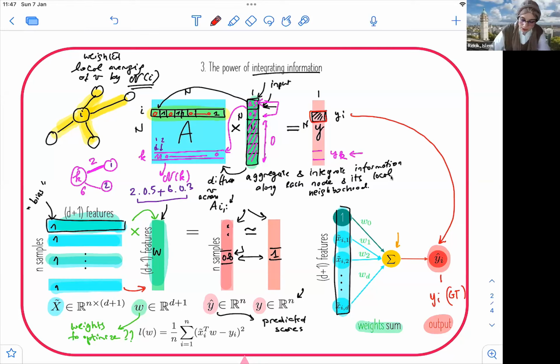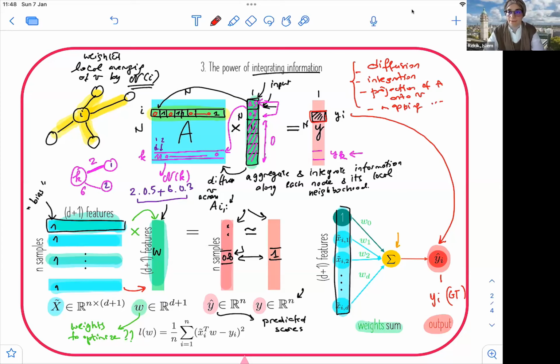So all these words are the same. So diffusion, integration, projection of A onto, for example, here we called it V, or X, projection, mapping also. So all of these define the same phenomenon, okay?